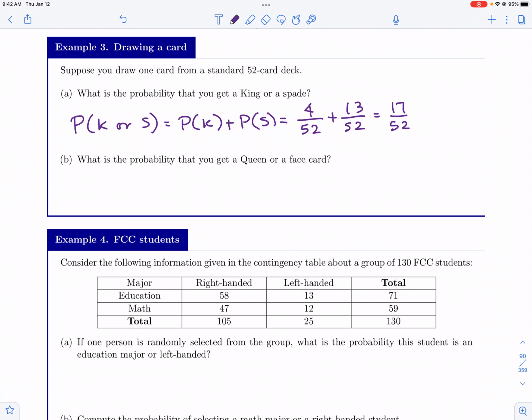Now we want to ask the question, is it possible that there's overlap? Is there, for example, a king of spades? It turns out, yes, there is, and there's just one card that is overlap, just the king of spades is the only overlap. So in this case, we just have to subtract 1.